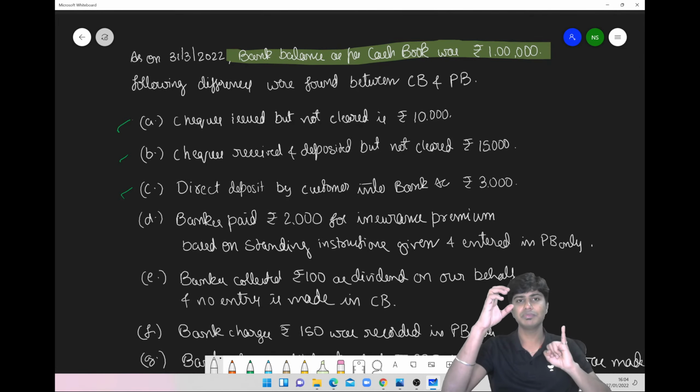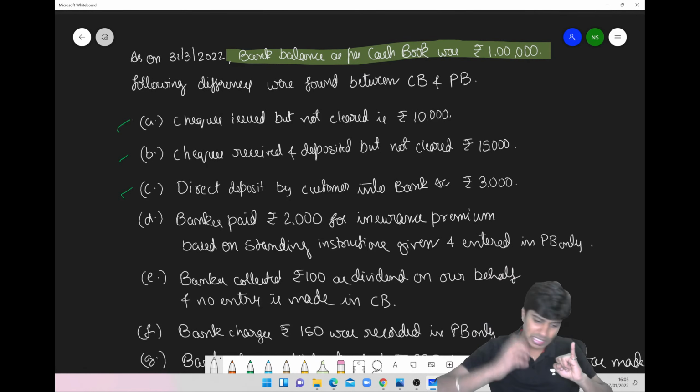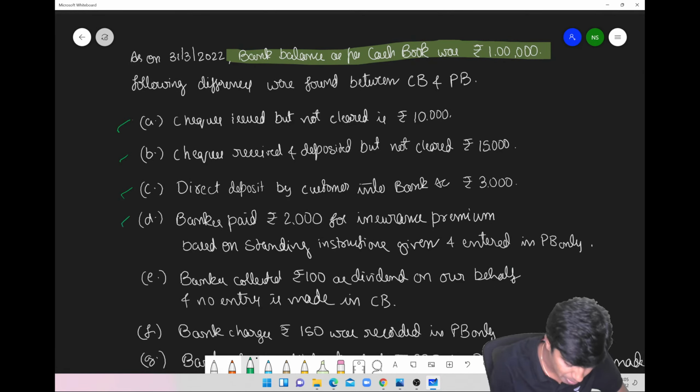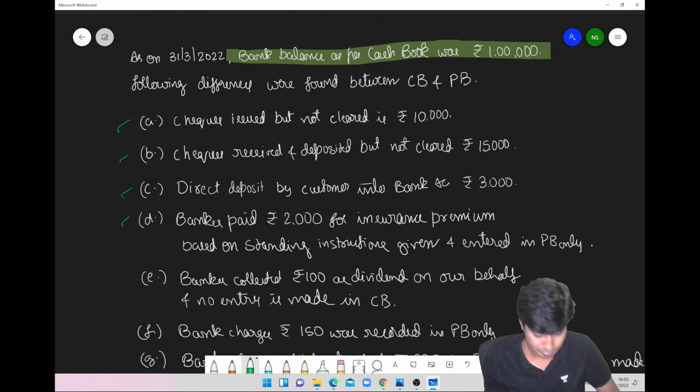So our balance as per passbook is reduced, but the balance as per cash book is not reduced. Can you see the difference? The balance per passbook has gone down, but the cash book has not. Where are we making changes? We are making changes in the cash book. We cannot increase the passbook, so we would have to decrease the balance as per cash book. I'll repeat, we would have to decrease the balance as per cash book.